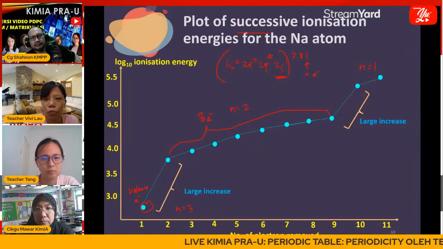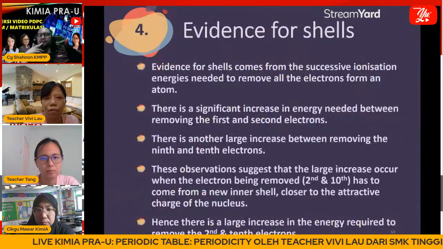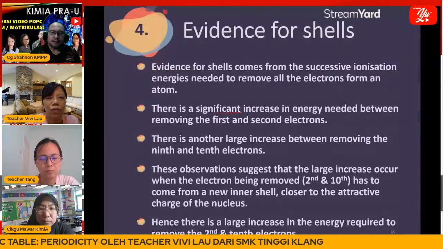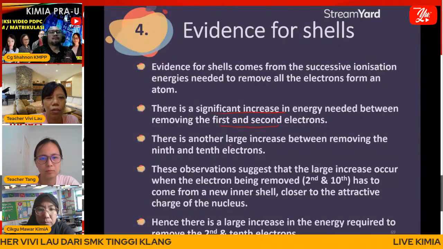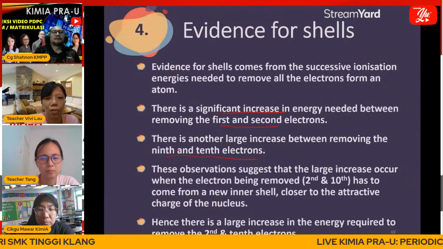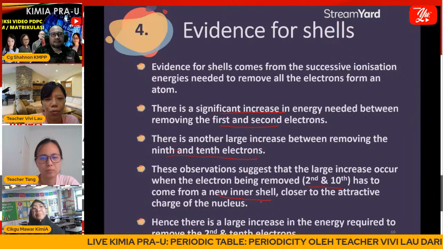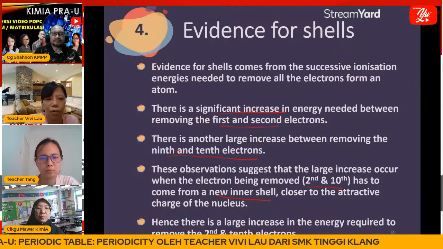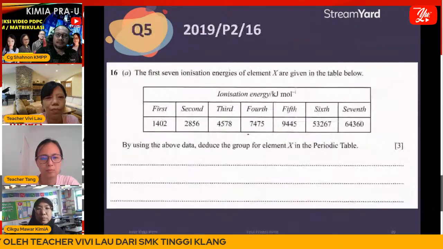So two methods. From the graph, you look for the significant increase. The first one is between the first and second electron. Another large increase is between the 9th and 10th electrons. So it means the second and 10th electrons are from the inner shell, closer to the nucleus, so you need more energy to remove them. So we have a large increase to remove the second and 10th electrons.